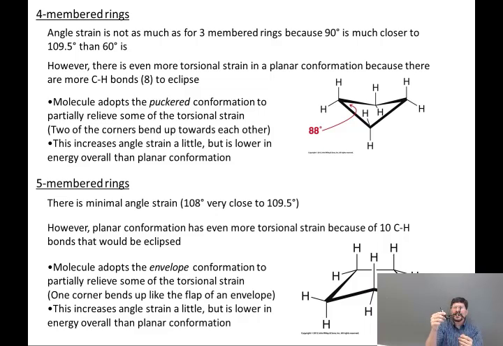The only carbon-carbon bonds for which the CH bonds are completely eclipsed is the bottom of the envelope, the side furthest from the flap. Okay, so we can relieve 4/5 of the torsional strain associated with this molecule. Yes, you introduce a little bit of angle strain, but once again, this conformation is lower in energy overall than the planar conformation is.